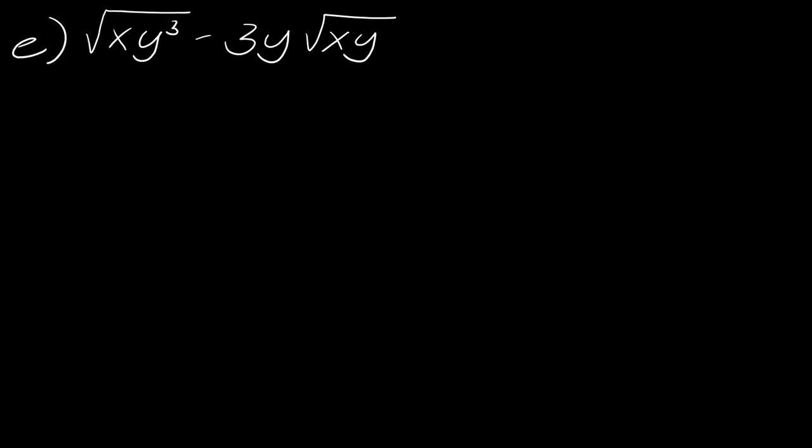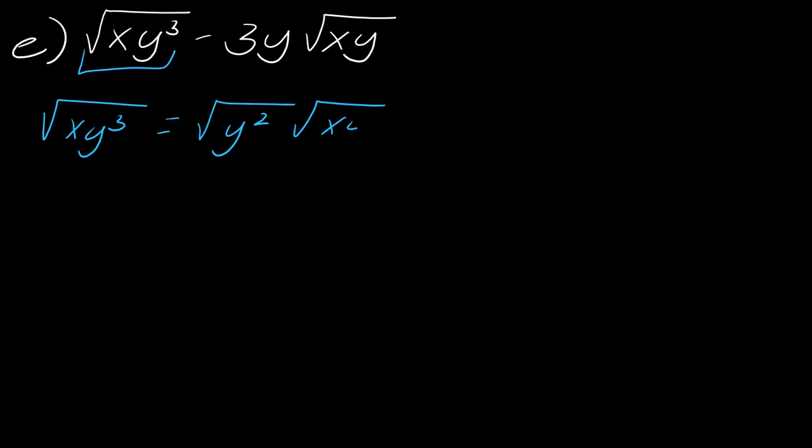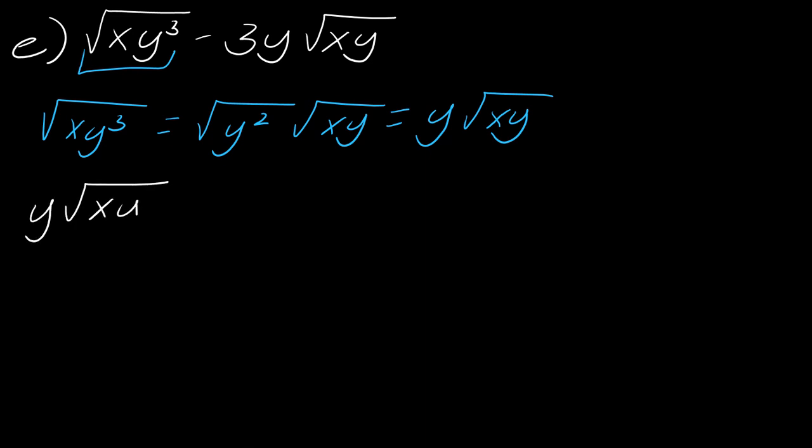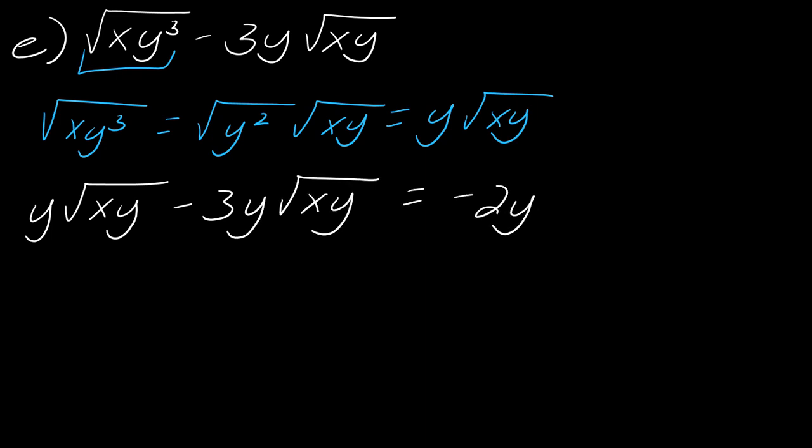Okay, and so for the next one, that first square root can definitely be simplified. This square root of xy cubed, well, I can break out y squared times just xy. So this will be y times the square root of xy. So I can rewrite this problem as y times the square root of xy minus 3y times the square root of xy. And so this will equal negative 2y times the square root of xy.